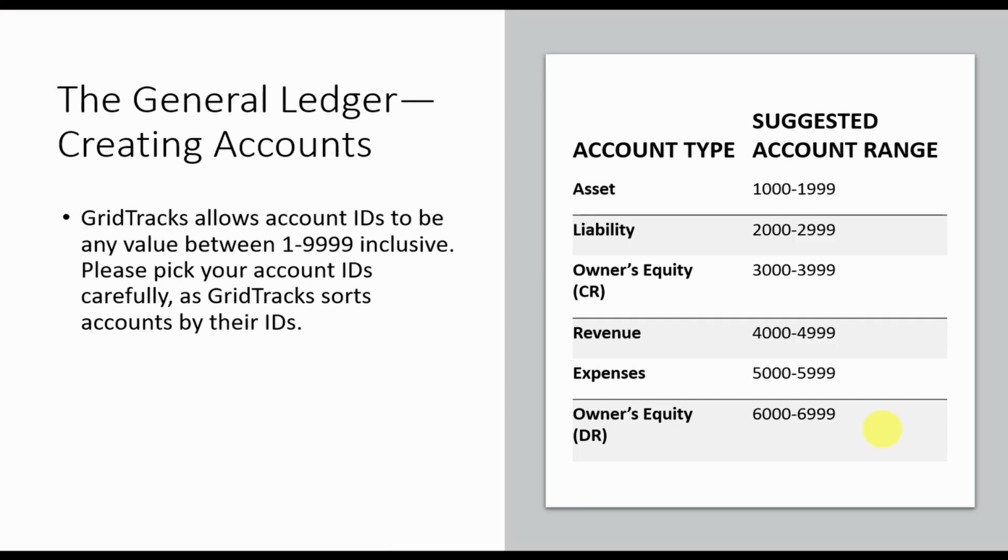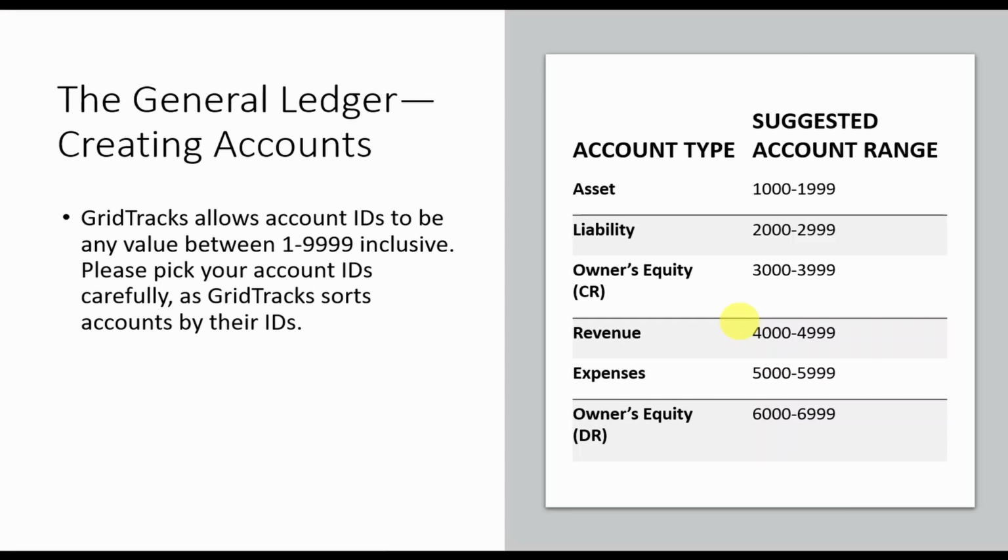So generally what that means is that you want your account ranges to be consistent for each account type, because otherwise you may have liabilities that are between expenses or assets between revenues, and that would just become a giant messy nightmare. So I suggest you should follow a specific set of account ranges. GridTracks does allow any account ID to be set between 1 and 9,999 inclusive, but I'm suggesting a range. But you don't have to follow this, it's up to you.